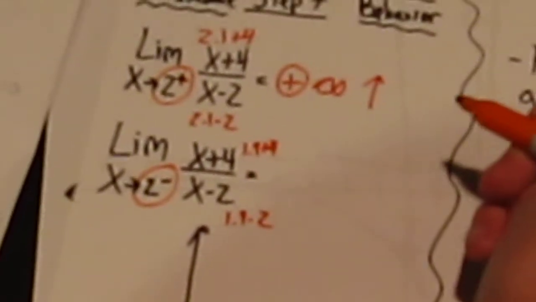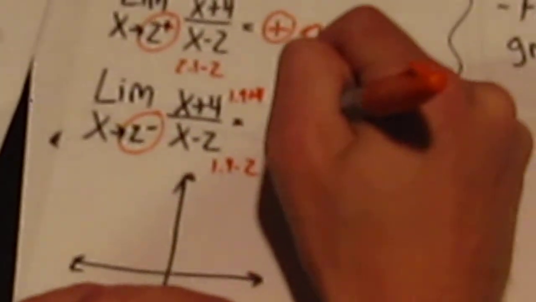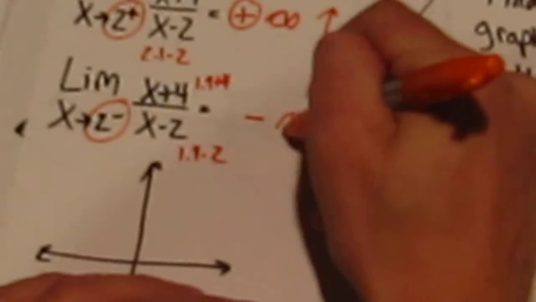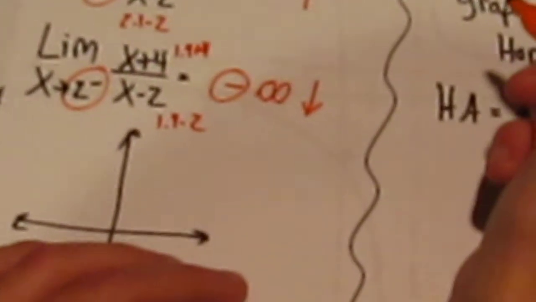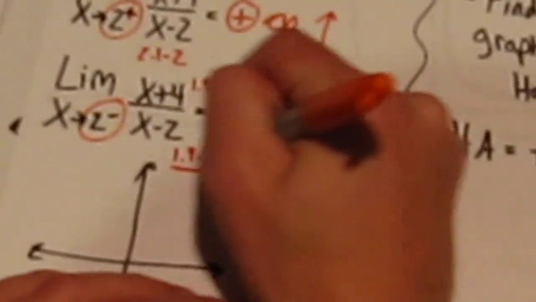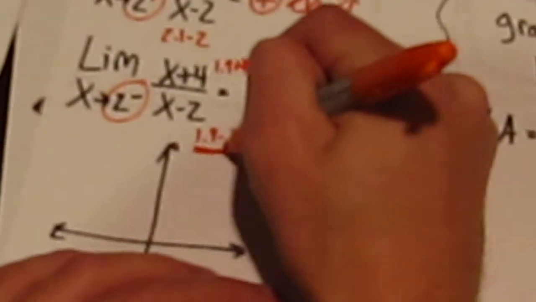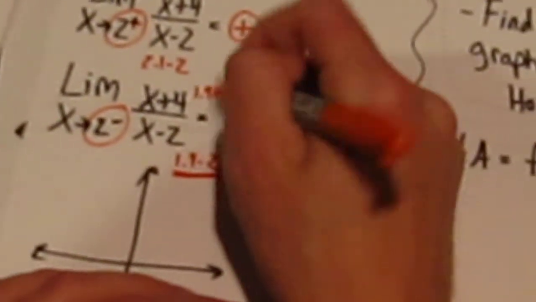And then on this one, 2 to the negative, we'll plug in 1.9 plus 4, and then 1.9 minus 2. And then eventually for this one, you're going to get a negative infinity, and that's going to go down. And it's negative because of this right here. And that number is going to make the whole problem negative.